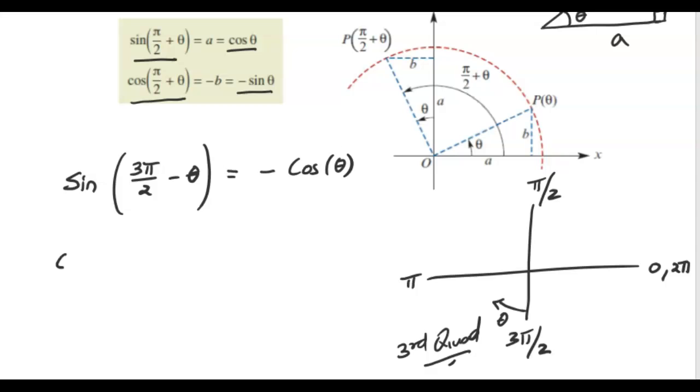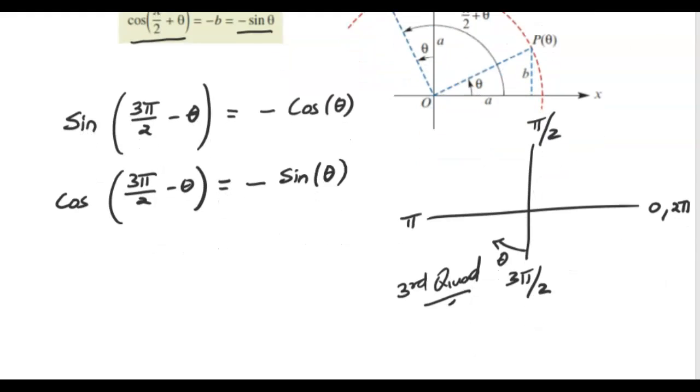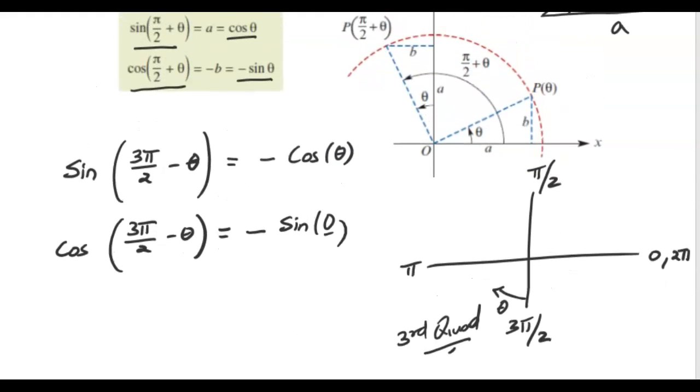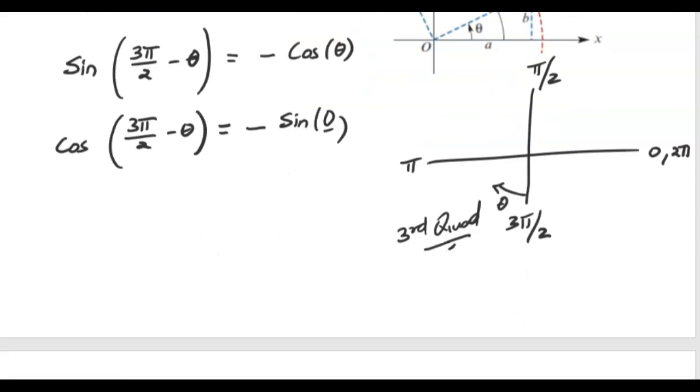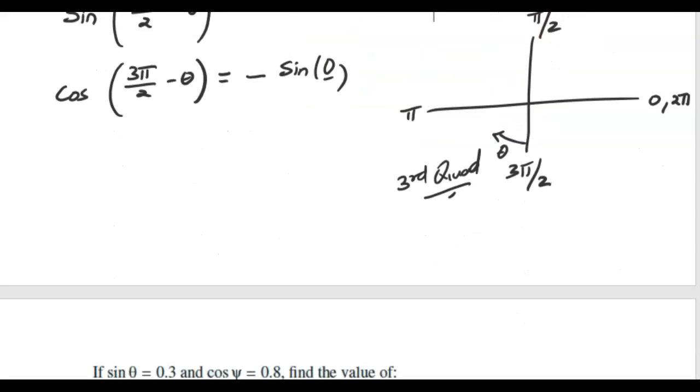Similarly, if I go cos of 3 pi on 2 minus theta, again, in the third quadrant, the only ratio that is positive is tan. So the answer for this is going to be negative, and the complement is going to be sine theta, so minus sine theta. The same relationship is also true for the fourth quadrant.